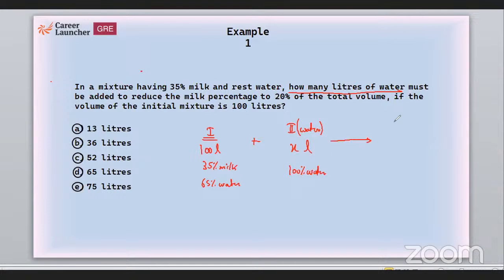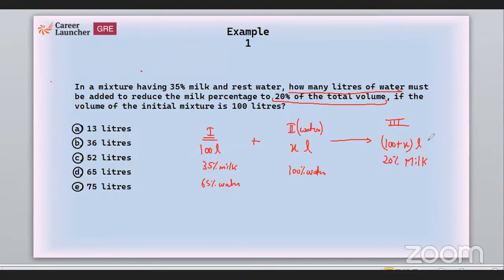After adding this water, the volume becomes 100 plus X liters, and the percentage of milk has reduced to 20%. That makes sense, right? Because if you're adding extra water to the solution, then obviously the percentage of milk will reduce. But she has used amazing reasoning: the percentage of milk will reduce, but the quantity of milk will never change, because you have not added or subtracted any milk.